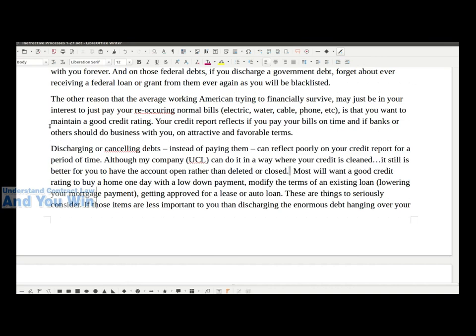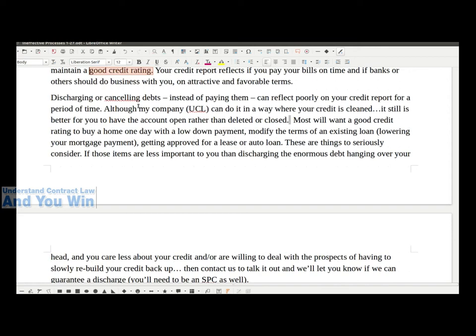The other reason that this average working American trying to financially survive may just want to pay their recurring normal bills, electric, water, cable, phone, is that you want to maintain a good credit rating. Your credit report reflects if you pay your bills on time and if banks or others should do business with you on attractive and favorable terms. Discharging or canceling debts instead of paying them can reflect poorly on your credit report for a period of time or forever. Although our company can do it in a way where your credit is cleaned, it still is better for you to have the accounts open.